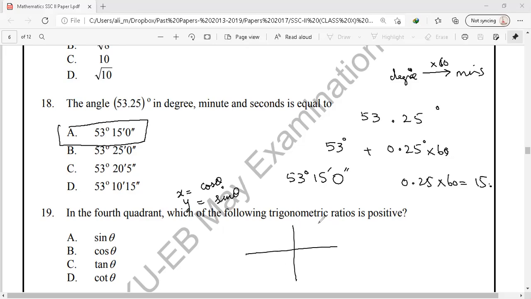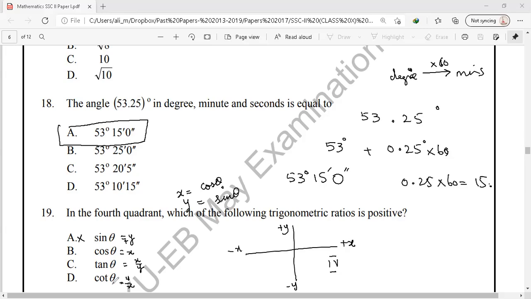So let's say we have this quadrant, and the question is talking about the fourth quadrant. In the fourth quadrant, x is positive and y is negative. Sine theta is equal to y, cos theta is equal to x, tangent theta is equal to y over x, and cotangent theta is equal to x over y. So sine theta is equal to y, and in the fourth quadrant y is negative. It means sine theta would be negative. So this is the incorrect answer.